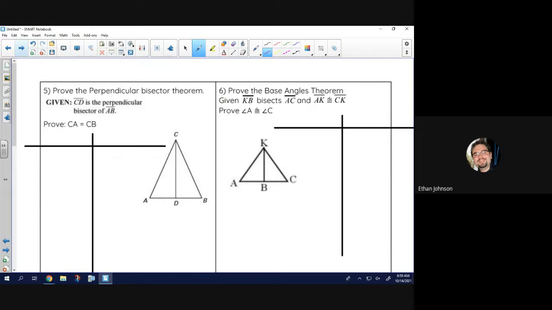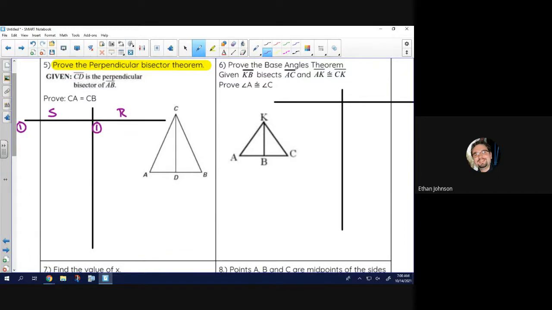Number 5 says prove perpendicular bisector theorem, meaning we cannot use that theorem in its own proof. However, I'm just going to assume that this is a normal triangle proof. We're trying to prove triangles are congruent. So I will write our given statement, which says CD is a perpendicular bisector of AB. Given.